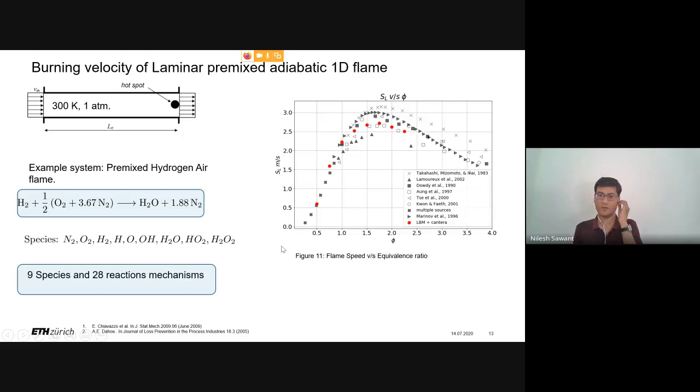So we can see the result on the right hand side, where the red dots are our results for LBM with Cantera. So we have a very good agreement with all other readings from the literature.